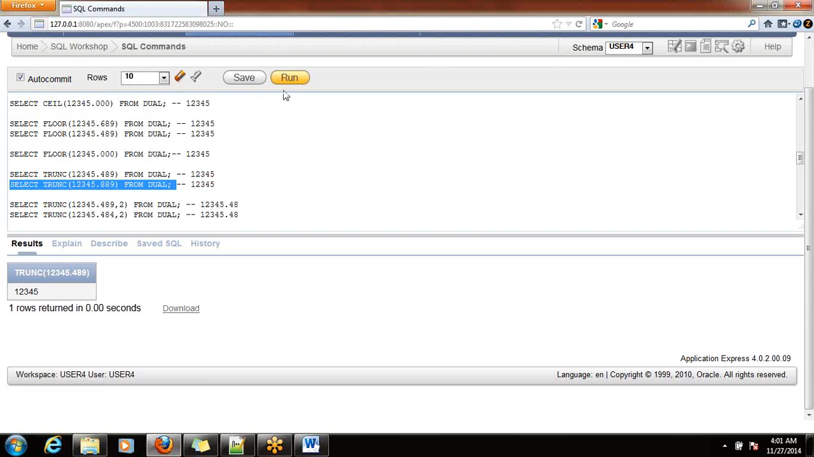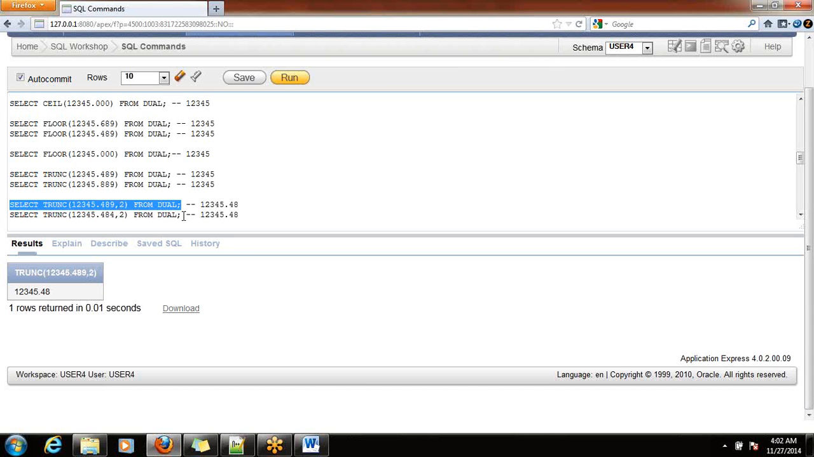I am executing the second one. I use a second argument with truncate. Oracle supports a second argument also. It will show two decimals after the dot. Irrespective of whether the third digit is 5 or greater than 5, it is just considering 2 decimals. It will not round here. It just truncates, removes. That's it.